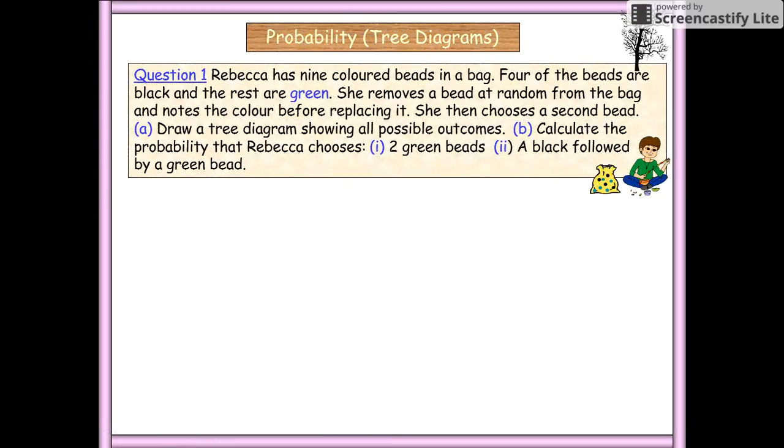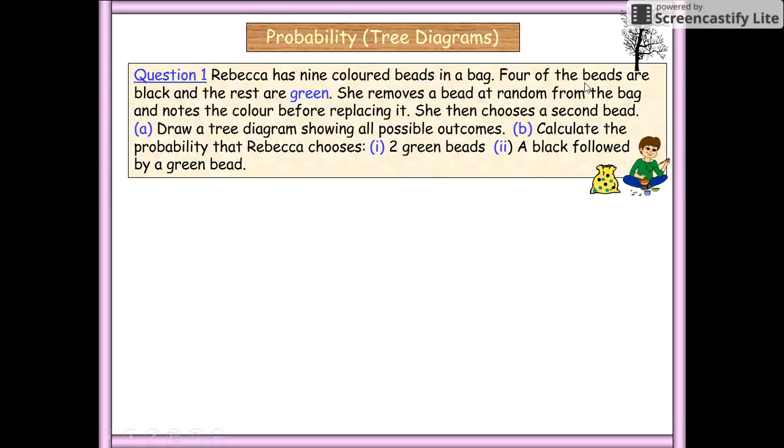I want to show you another one. So Rebecca has 9 coloured beads in a bag. So we know our denominator is going to be 9. 4 of the beads are black. So that would be 4 over 9, and the rest are green. What's left after 4 over 9? We've got 5 over 9.